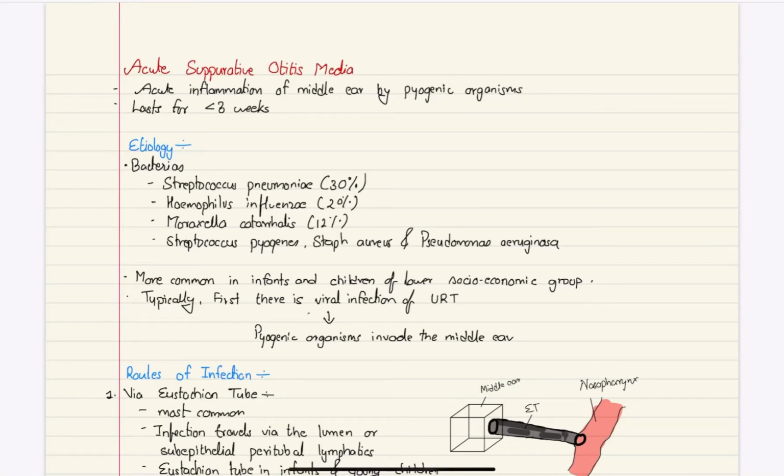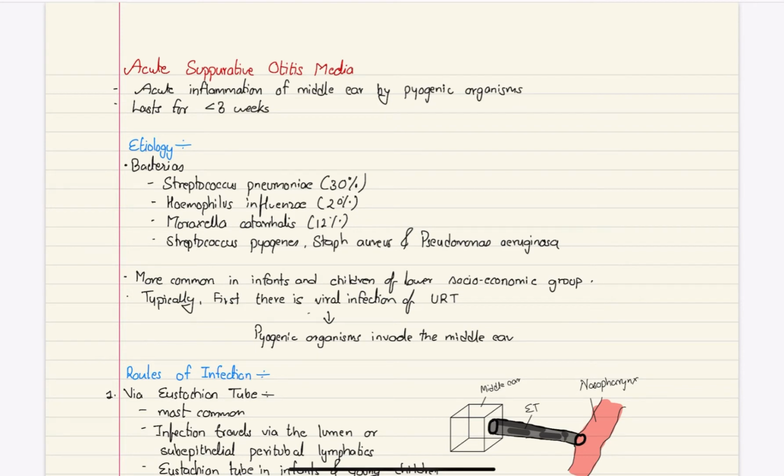Hello everyone. In this video, we're going to be learning about acute suppurative otitis media. Here, acute refers to lasting a short period of time. Suppurative means pus forming, otitis is inflammation of the ear, and media refers to the middle ear. So it's an inflammation of the middle ear where there is formation of pus, and it lasts for a short period of time, generally less than 3 weeks.